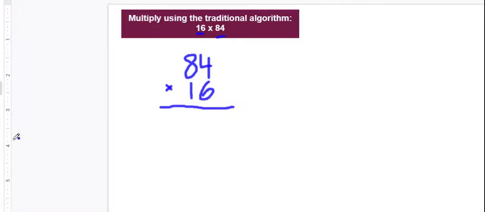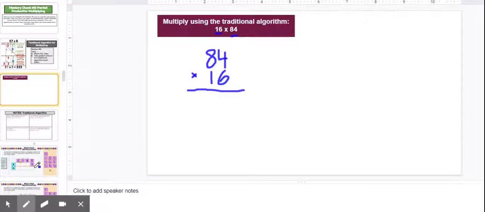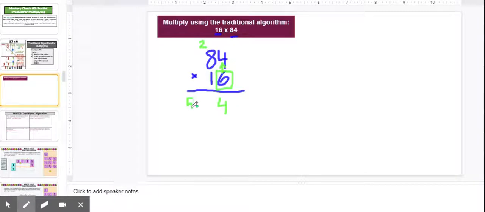We're going to start by taking our 6, which is in the ones place value spot. I'm going to choose a different color. I'm going to take this 6 and multiply it by all of the parts of this 84, starting with the ones. 6 times 4 gets me 24. Then 6 times 8: 8, 16, 24, 32, 40, 48. Ooh, 48. But I need to remember to add on this 2. So 48 plus 2 gets me 50. 5 hundreds, 0 tens.